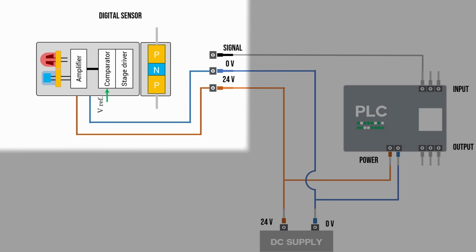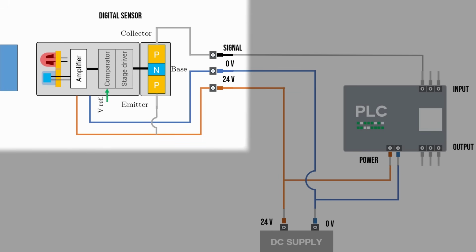In a PNP transistor, the emitter is connected to positive voltage, usually 24 volt, and the collector is connected towards the ground side. The base terminal is connected to an internal control circuit called the stage driver, which is controlled by the small digital signal coming from the comparator. In normal condition, when no object is detected, the comparator output remains low. And in this condition, no output current is sent to the PLC input.